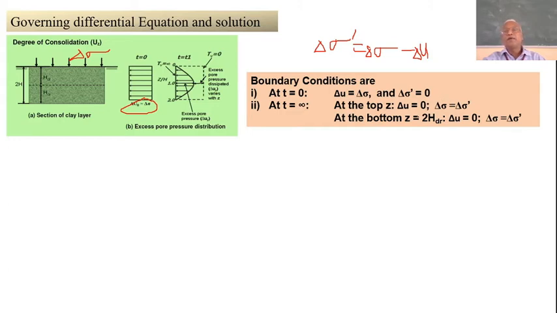Okay, now at time t equal to infinity, at the top, that is at the top z equal to 0, right? Then delta U is equal to 0. Delta U is equal to 0 at infinity, and delta sigma is equal to delta sigma dashed. Means this will be equal to this. So to say, delta U has become 0.